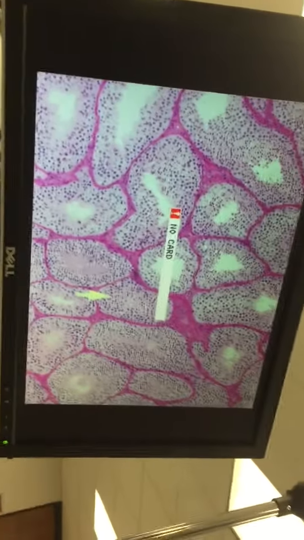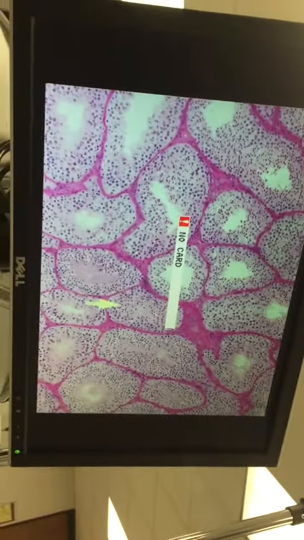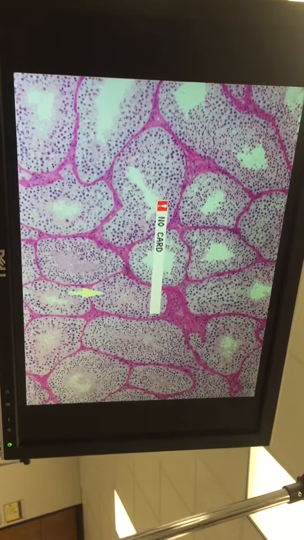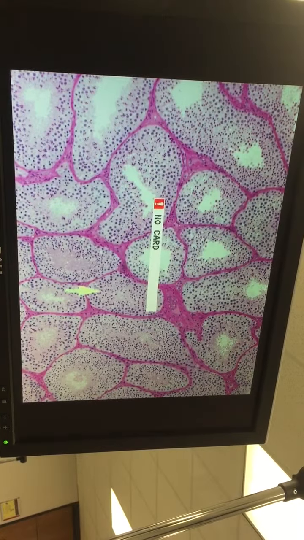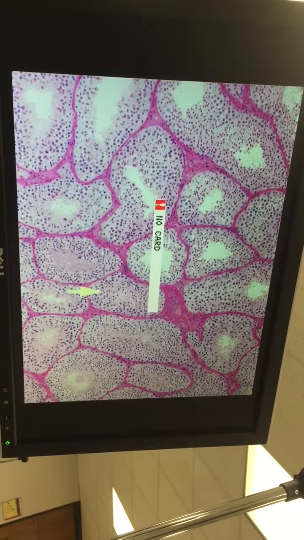Okay, after you look at that, look at the retina. Feel free to scan around on that slide. It's very well done. It's an entire eyeball. Those are very difficult to section, fix and section well. So take a look at that.